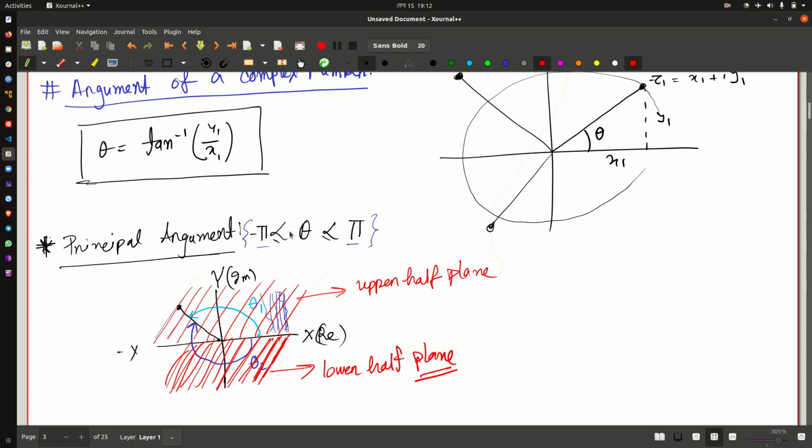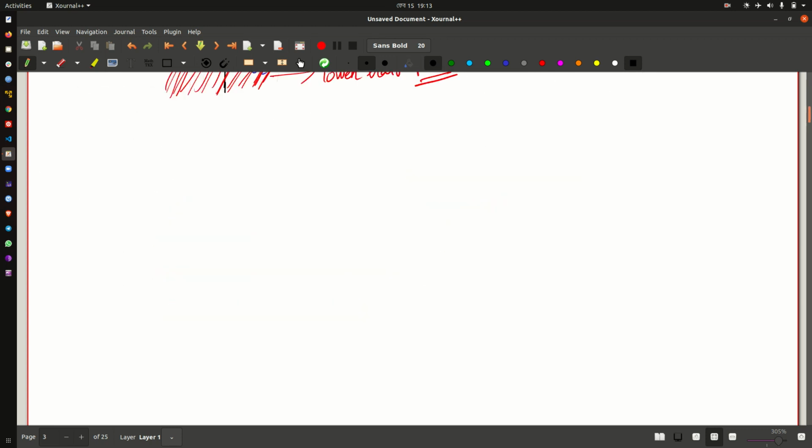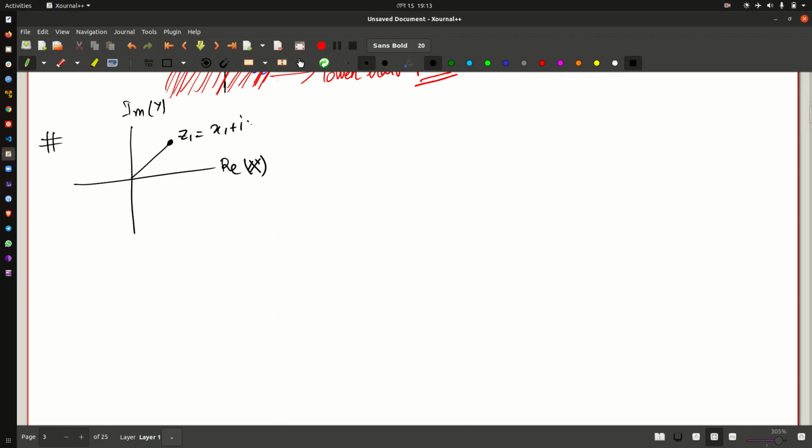Now we defined the principal argument like this. Now the question is, how do you calculate it? Well, there are some certain things to calculate the principal arguments. Let's say this is your complex plane, this is the imaginary, or say the y-axis, this is the real or the x-axis, and let's say you have a point over here, z1 equals x1 plus iy1, and the shortest distance is what? This angle, right? Theta 1.